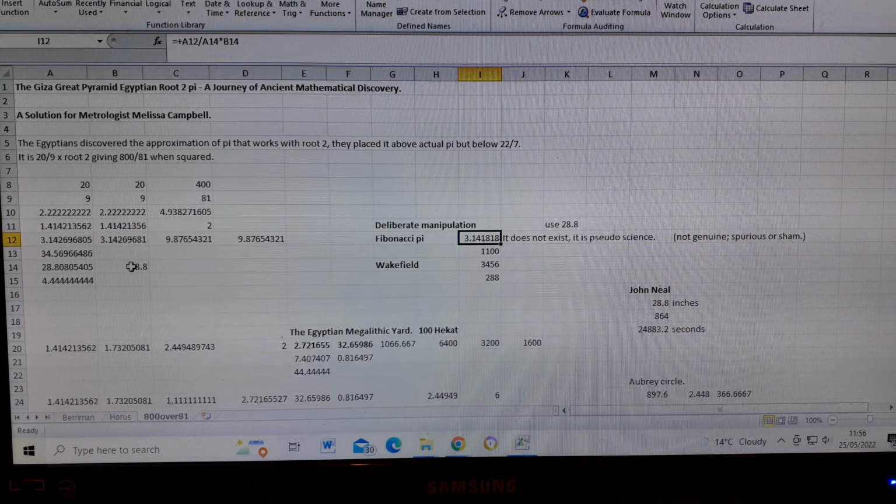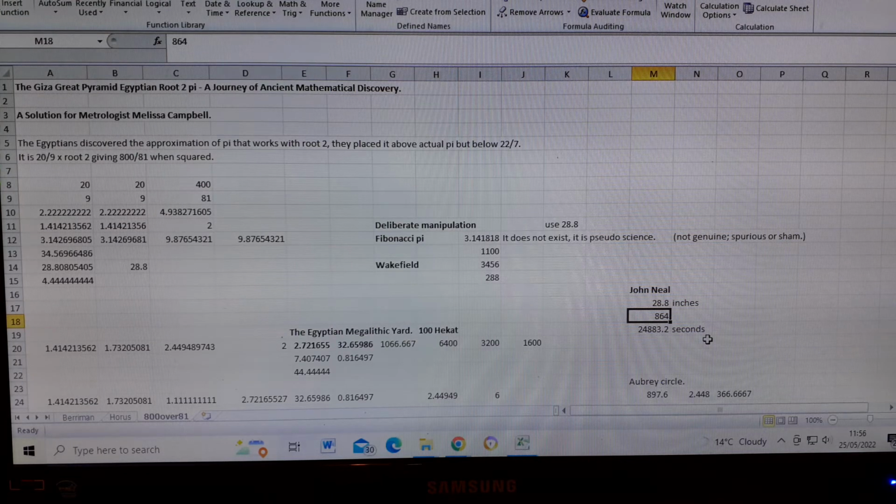Now we're getting it by using 28.8, and we can apply the simple Giza solution, the time solution, to 28.8 inches and see what it produces. So we multiply by 864, we get 24883.2 seconds, where 864 seconds is 1 inch. And we all know as metrologists what John Neal and John Michel produced. It's in John's book, Opus 2, and it's that number.